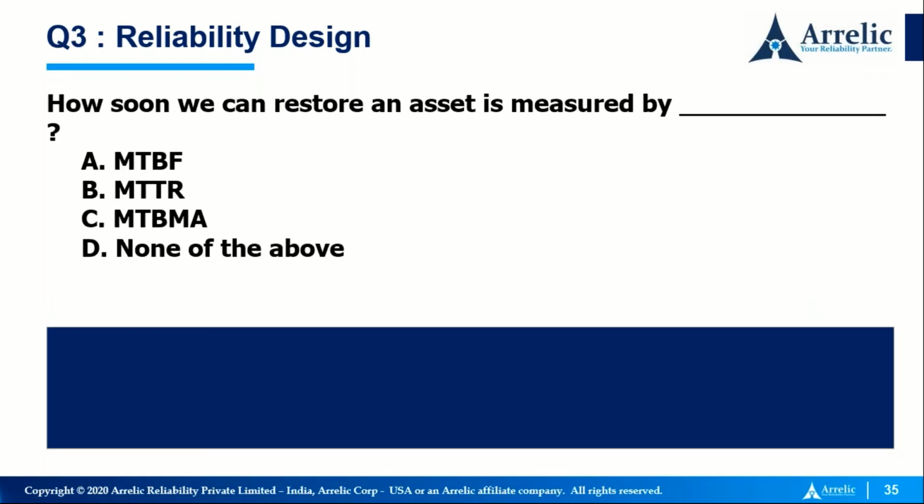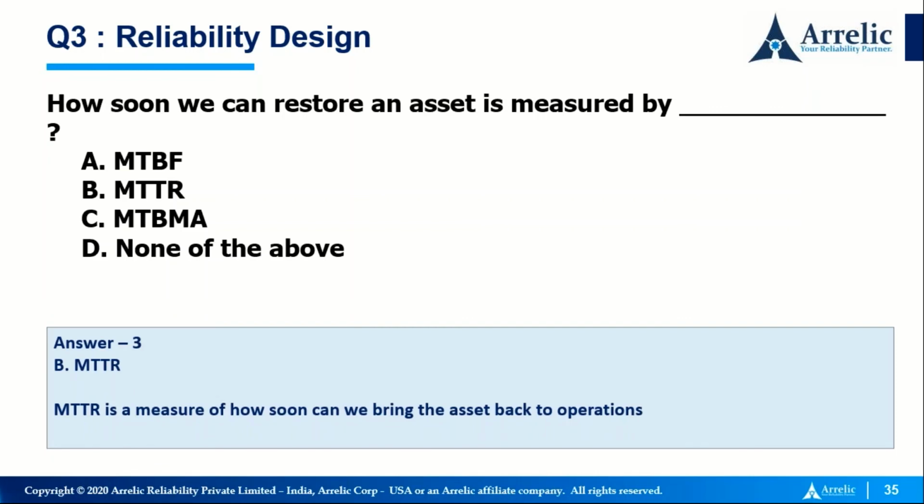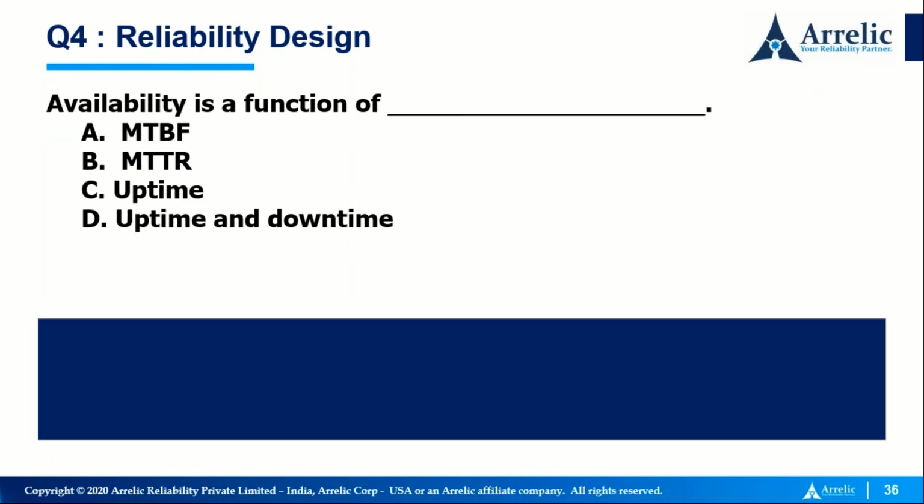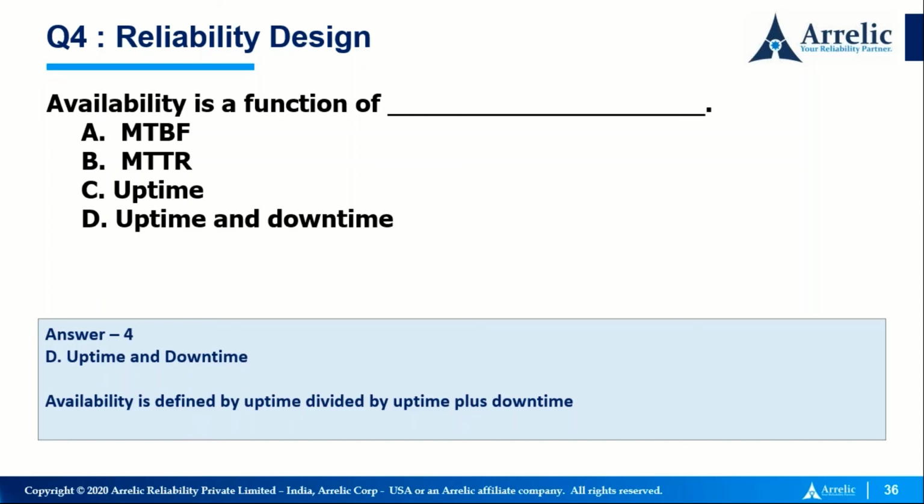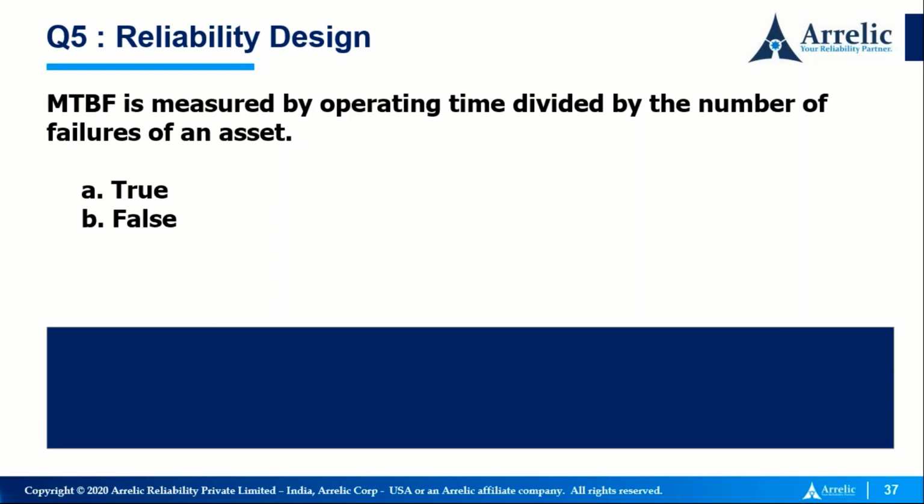Question number 3, how soon we can restore an asset is measured by mean time to repair, MTTR. Question number 4, availability is a function of MTBF, MTTR, uptime. Answer D is uptime and downtime, because to find availability, you divide uptime over uptime plus downtime. MTBF is measured by operating time divided by the number of failures of an asset. True or false? True.